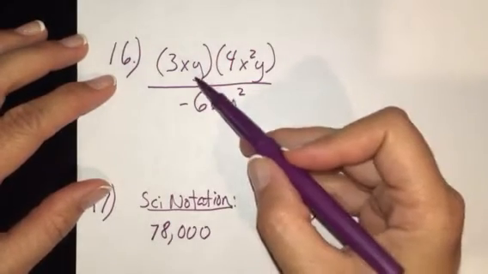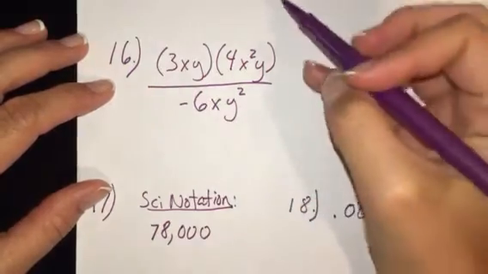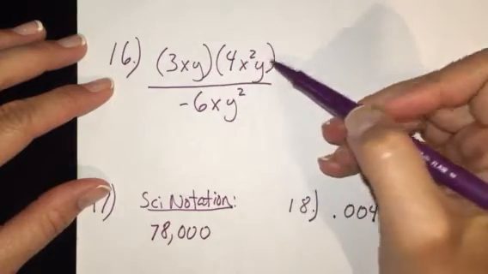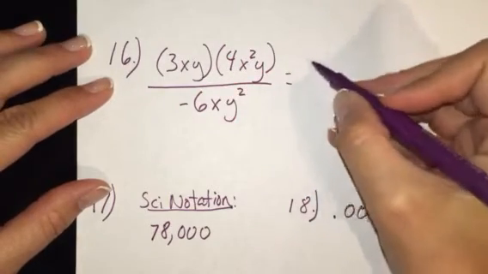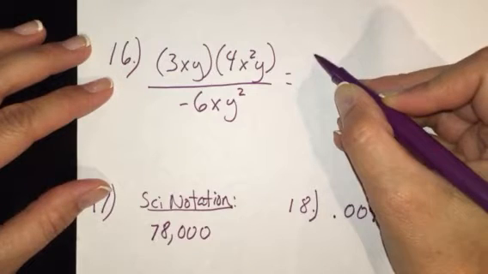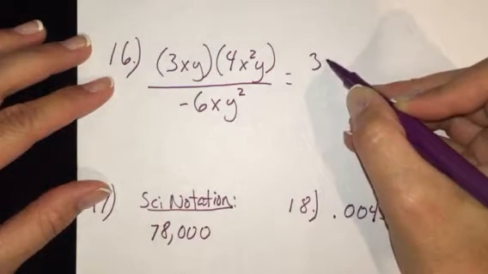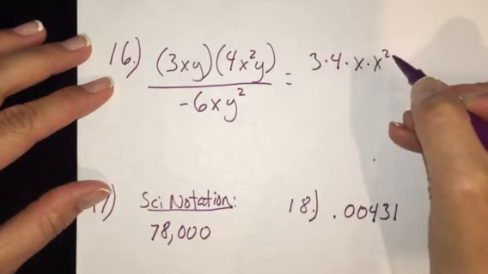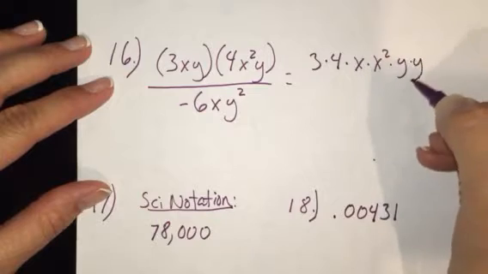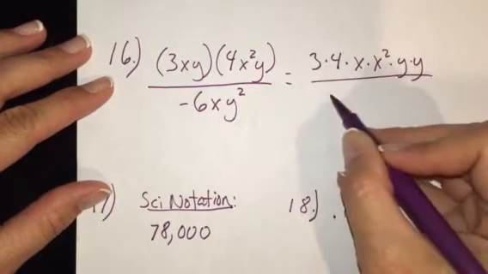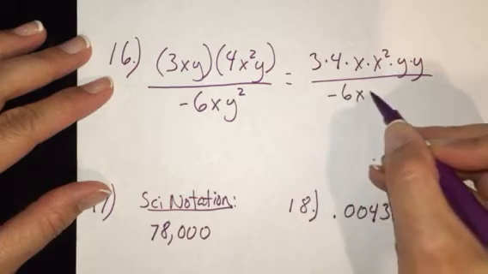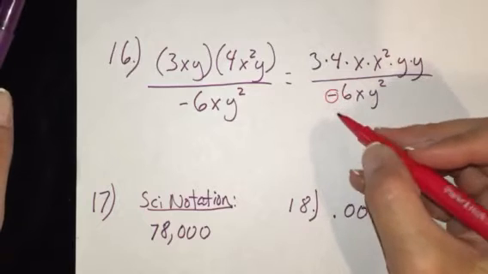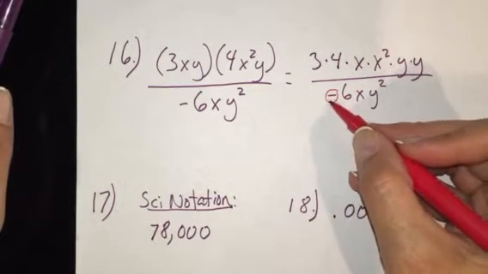Number 16, we have this crazy mess. So we know we can multiply all these in any grouping we want on the top part of this fraction. So I'm going to just rearrange it so I can see it better. So 3 times 4 times x squared times y over negative 6xy to the squared. Now don't get fooled by this particular negative sign, because this just means negative 6.